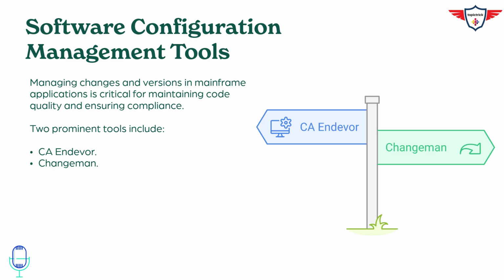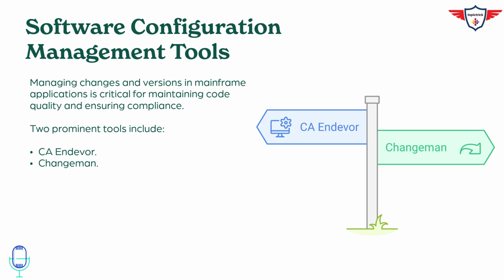Exactly. And with mainframes often handling critical systems in industries like finance and healthcare, having that control and a reliable audit trail of changes must be incredibly important. Absolutely. You don't want to be accidentally introducing errors or losing track of important updates. These tools help to mitigate risk, ensure compliance with all those pesky industry regulations, and they provide a safety net in case you need to roll back to a previous version.